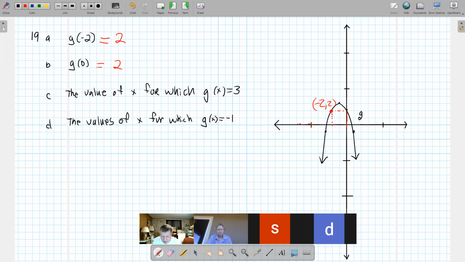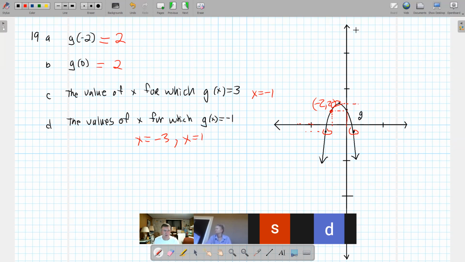The value of x for which g of x equals 3. Oh, g of x equals 3, that's right there. So what's the value of x there? That's -1. So x equals -1. The values of x for which g of x equals -1. Okay, well, let's see. Oh, there and there. So x is -3 and x equals 1. Okay?